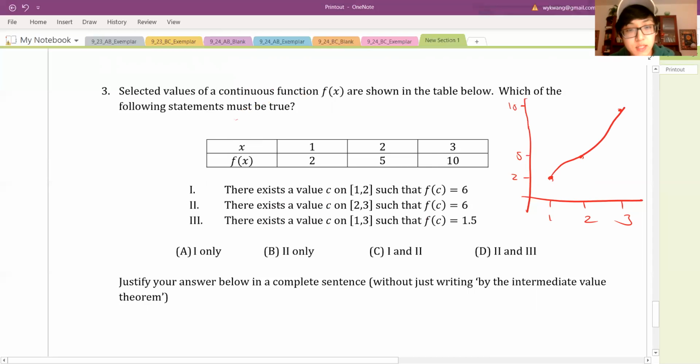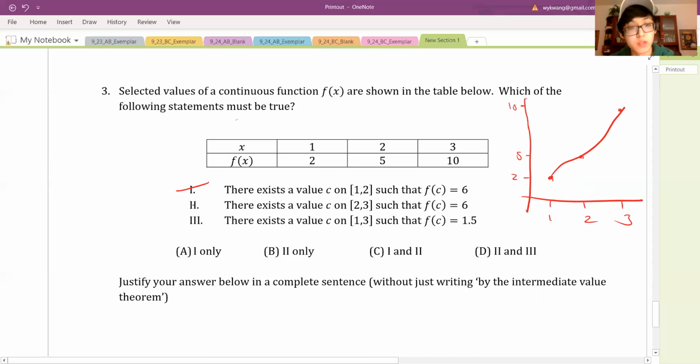Well, does there exist a value c on 1 to 2 such that f of c is equal to 6? Well, from 1 to 2, does 6 have to be in the interval? We're told that it goes from 2 to 5. So we know every number between 2 and 5 must be met. If this was asking for 3, does that exist? Then yeah, because it's between 2 and 5 and it's a continuous function. That's what the intermediate value theorem says. But this is asking about 6. 6 is not between 2 and 5, so no, that does not have to exist.